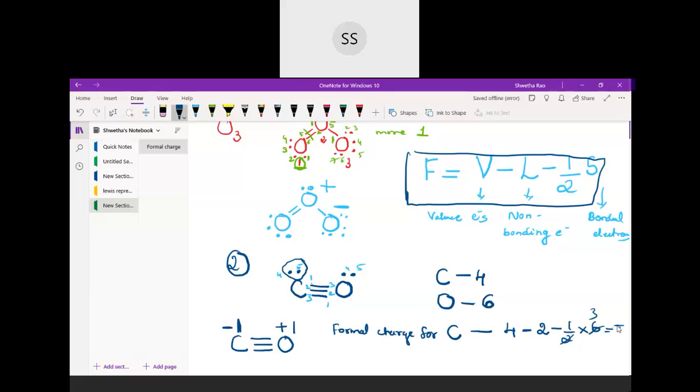Okay, it's -1 for carbon. And then come to the oxygen. Formal charge for oxygen. Valence electrons for the oxygen is 6. Okay, so 6 minus lone pair of electrons you can see here.